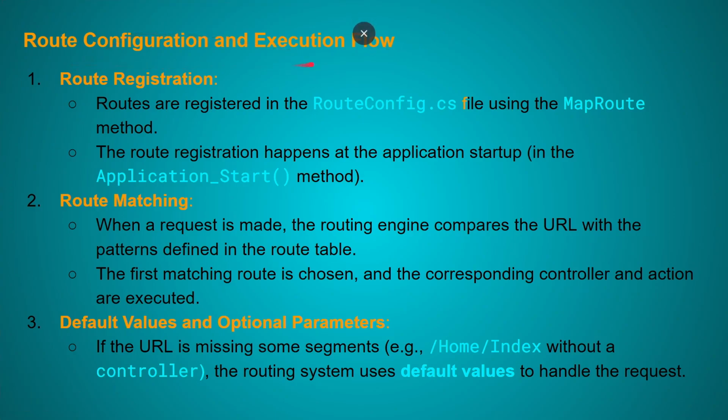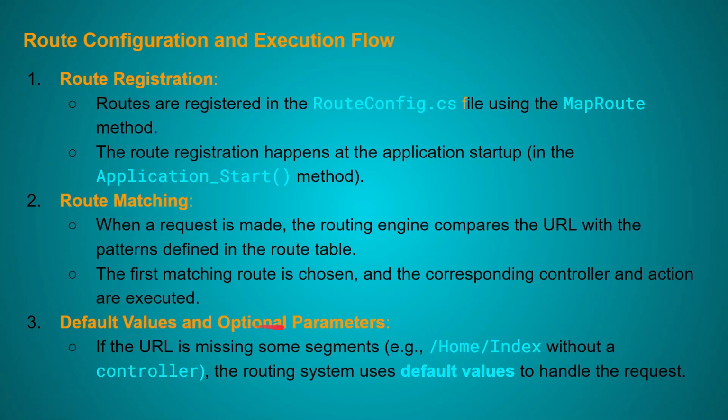Route configuration and execution flow. Route registration. Routes are registered in the routeconfig.cs file using the MapRoute method. The route registration happens at the application startup in the Application_Start method. Route matching. When a request is made, the routing engine compares the URL with the patterns defined in the route table. The first matching route is chosen and the corresponding controller and action are executed.